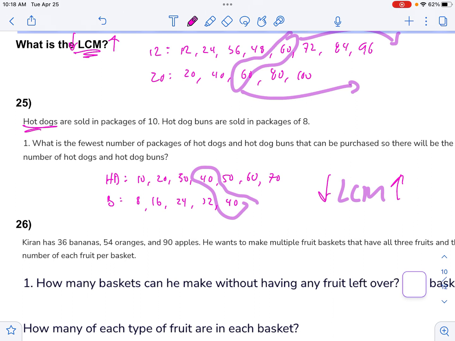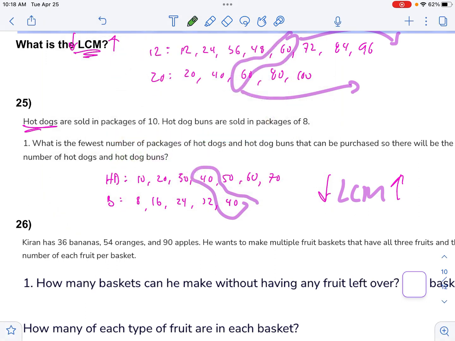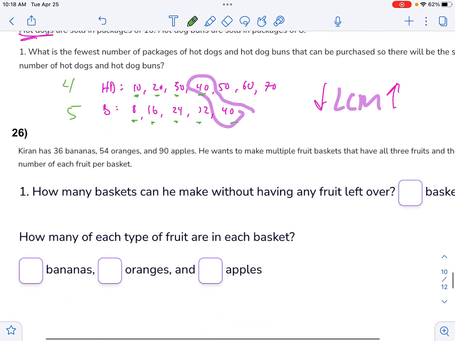So it's not 40 packages. Keep in mind, because we have to listen to the question. If the question's asking how many packages of each, for hot dogs I need to buy 1, 2, 3, 4. I need 4 of those. And for buns I need 1, 2, 3, 4, 5. So 4 packages of hot dogs, and then 5 packages of buns. Students often have a misconception and they just write 40 down. We're not going to buy 40 packages. We're going to buy 4.